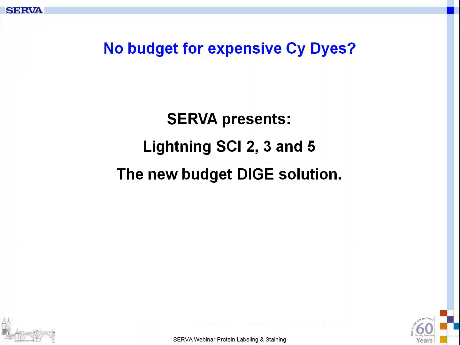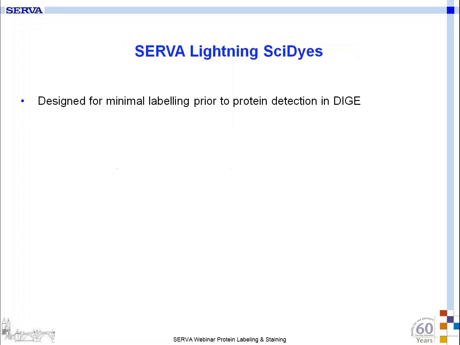But I want to go back to what we can offer you and what we can show you more. The SciDyes are very, very expensive. So if you are low on budget, or if you want to try something cheaper that performs the same as the SciDyes, we present our Lightning SciDyes. We just call them like that. We also have them as 2, 3, and 5, and it's a very, very good budget solution for you.